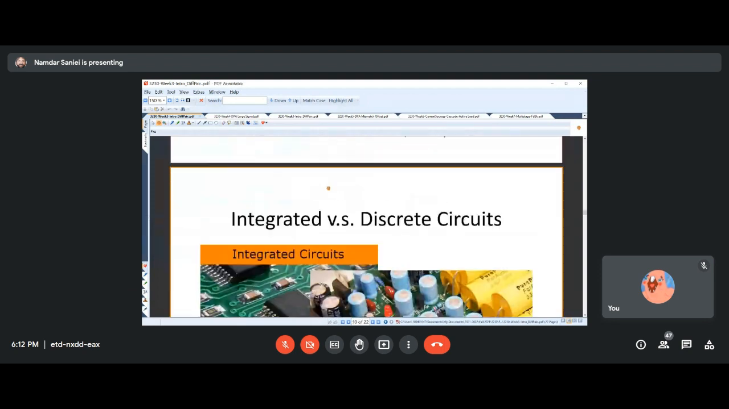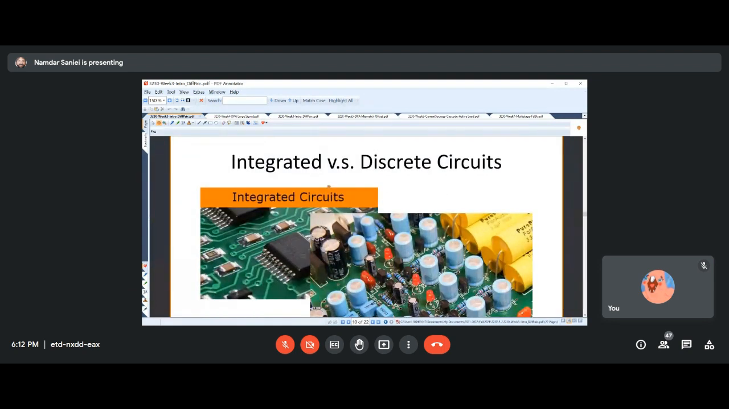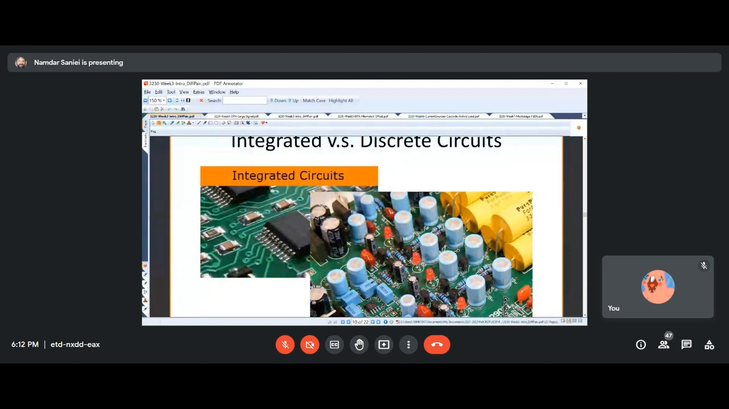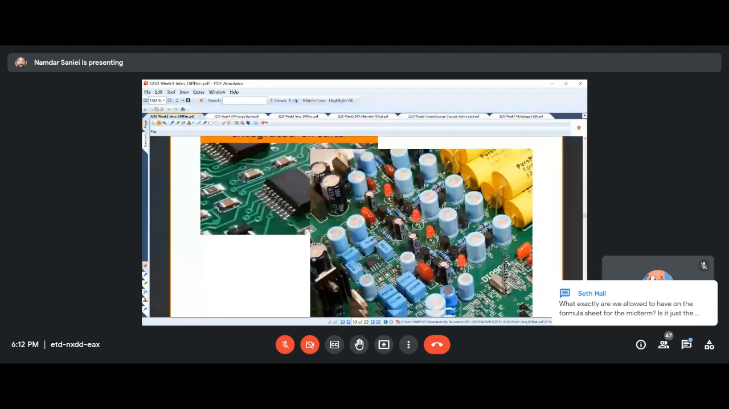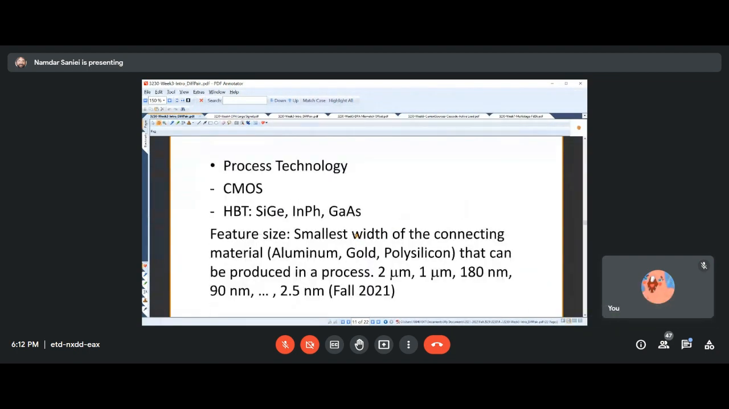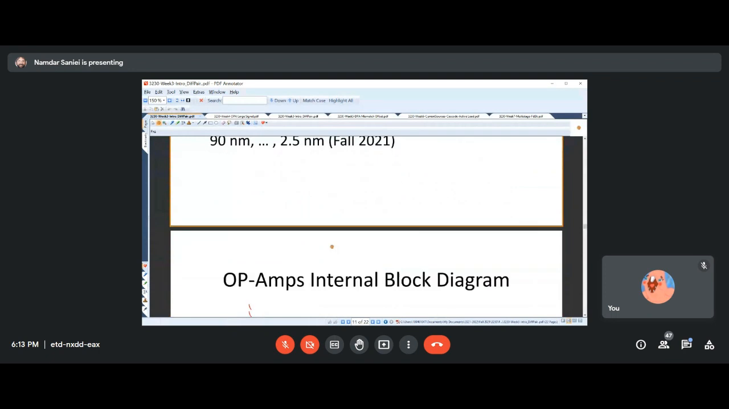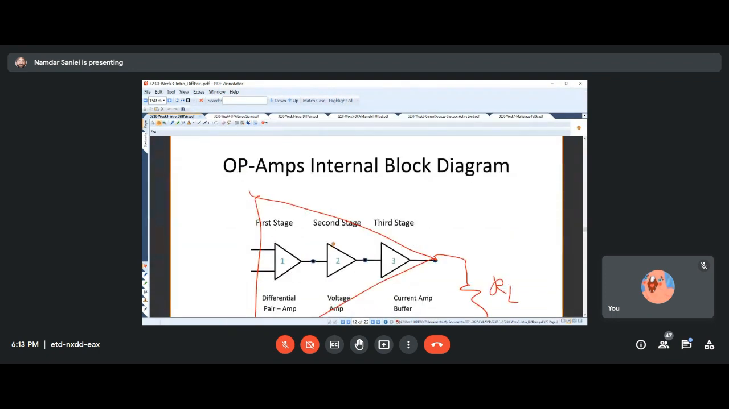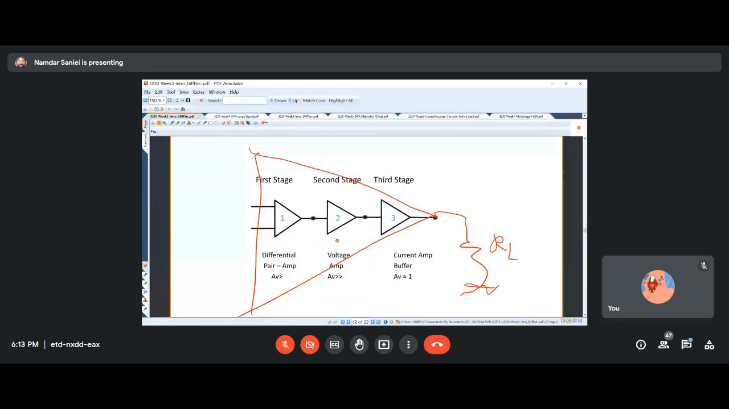But because a lot of parts of this course that we talk about suit integrated circuits better than discrete-level circuits, we mentioned what the differences are and talked a bit about the process technologies. These are not anything that you need to worry about on the exam. It actually starts from here.